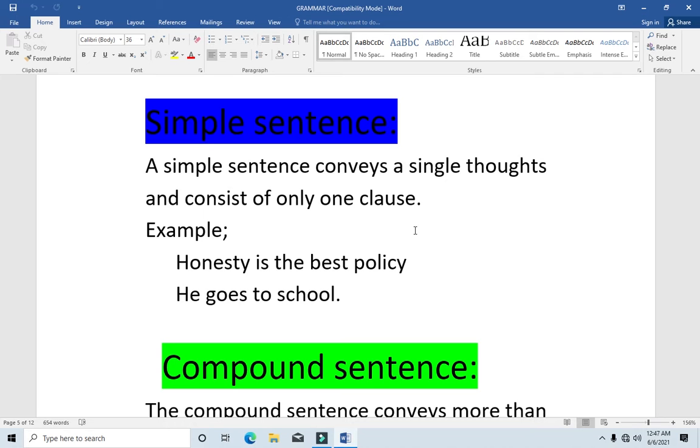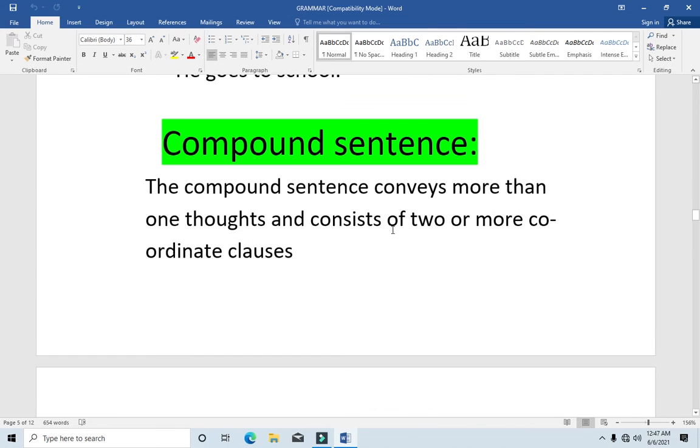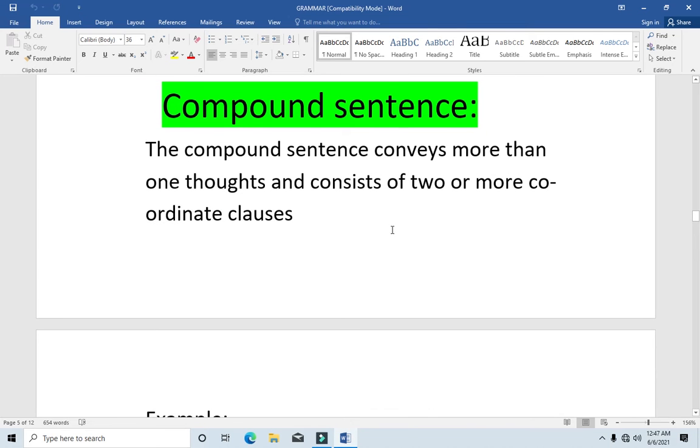For example, honesty is the best policy, he goes to school. So these are the examples of simple sentences and they convey a single thought and consist of only one clause.